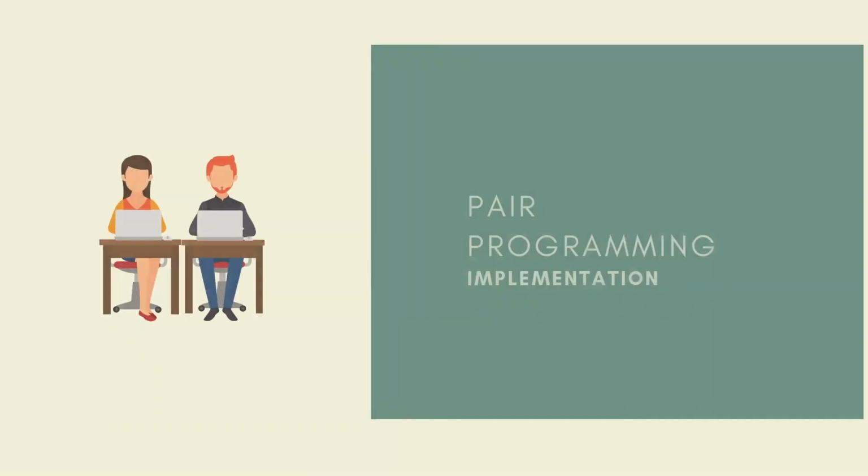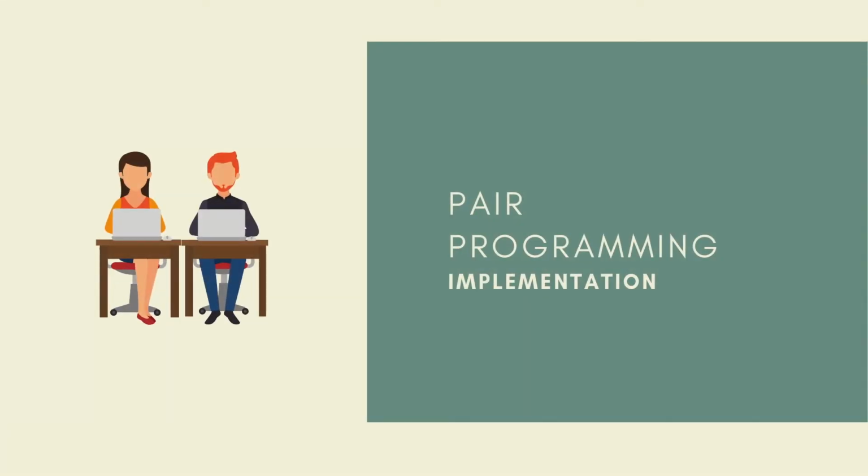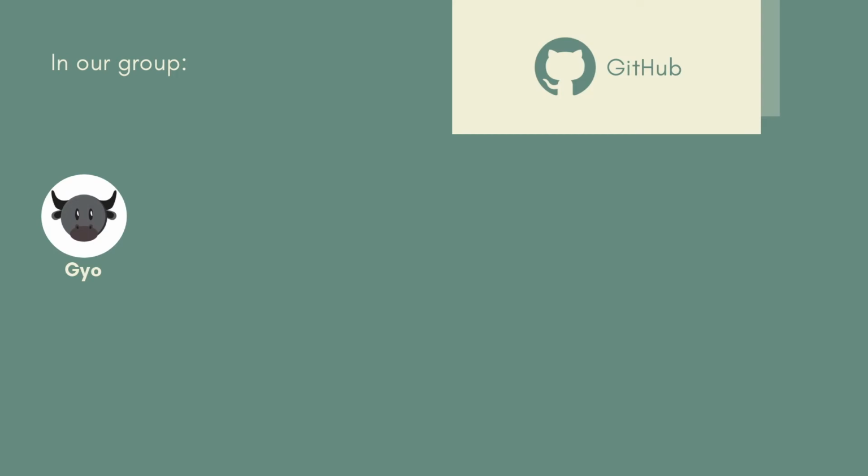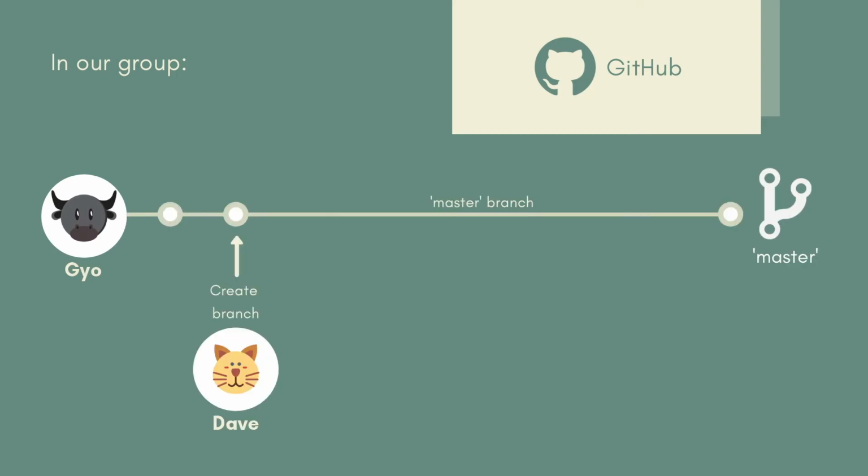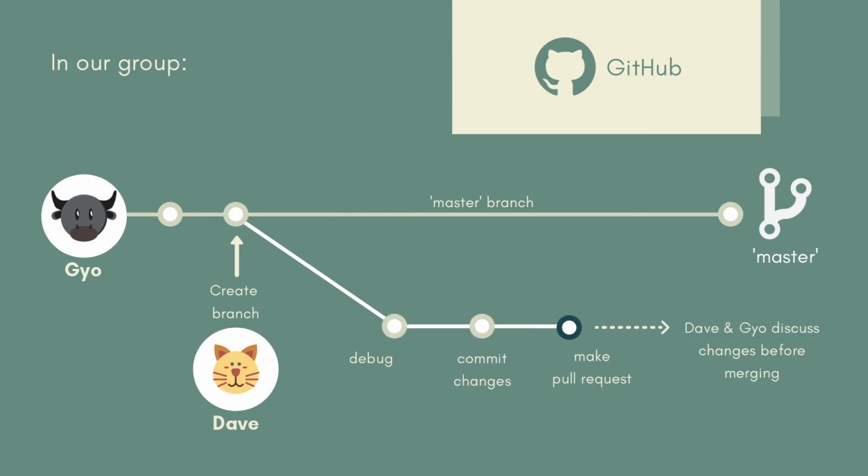Pair programming is also implemented. Let's take a look at coding pair programming in our group. We have Gil, who writes code and pushes it to GitHub, and Dave, who creates a branch, debugs, commits, and makes pull requests. Both of them can discuss if there are any conflicts before merging the branches. If there are any errors, Dave will report the errors and may correct them himself. Gil may also report the error to Dave for assistance.